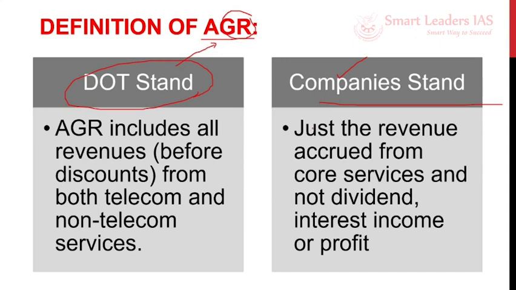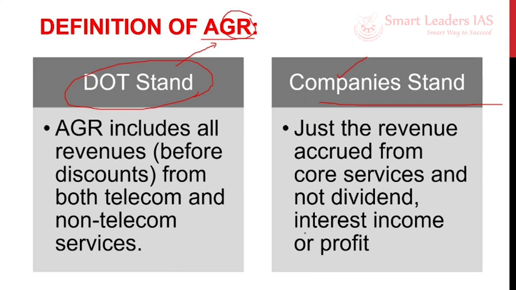Because it takes into account every revenue that I'm earning, even through other means. Understand? I have to pay license fee, and for that I will be paying only from the revenue that I have generated through the use of the spectrum. I have been earning revenue through other means. Why should you include all those revenues?